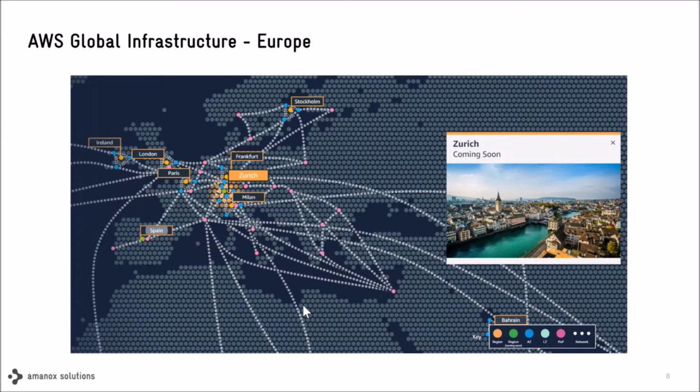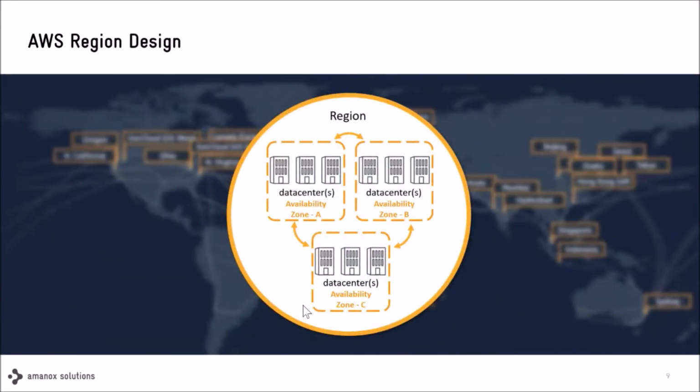Now let's see what we have inside the region. Each AWS region consists of multiple isolated and physically separated availability zones within a geographic area. Each availability zone, or AZ as we also call them, has independent power, cooling, and physical security, and is connected via redundant ultra-low latency network.